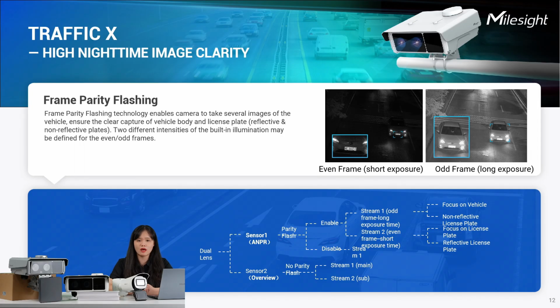If you turn on frame parity flashing, the ANPR lens on the camera will simultaneously push two streams to you. One stream is the odd frame, which focuses on the vehicle body, and another stream is the even frame, which focuses on the license plate. That will ensure that even though the vehicle body and the license plate have different reflectiveness to the IR light, they can still be clearly seen in our camera, because we use two streams to record different materials, different vehicle parts, to ensure clear image formation.